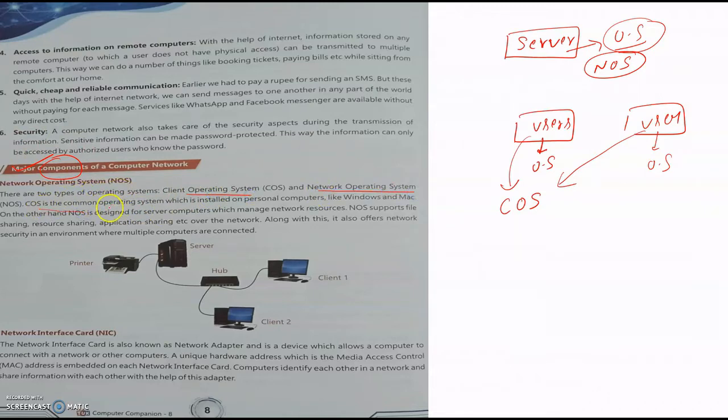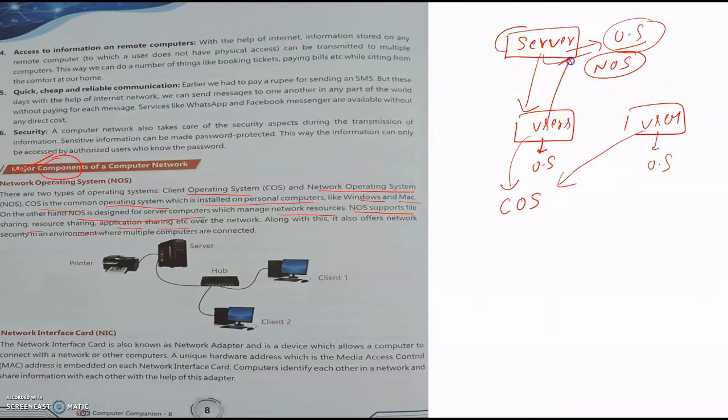COS is common operating system which is installed on the personal computer like Windows, Mac operating system. On the other hand, NOS is designed for the server computers. These are the server computer systems which manage network resources. NOS supports file sharing, resource sharing, application sharing. You can download the application from the server.